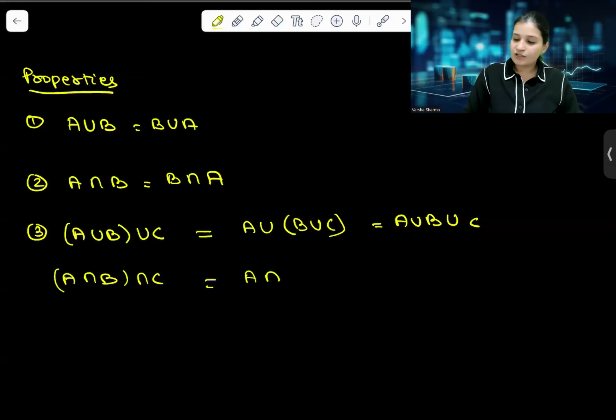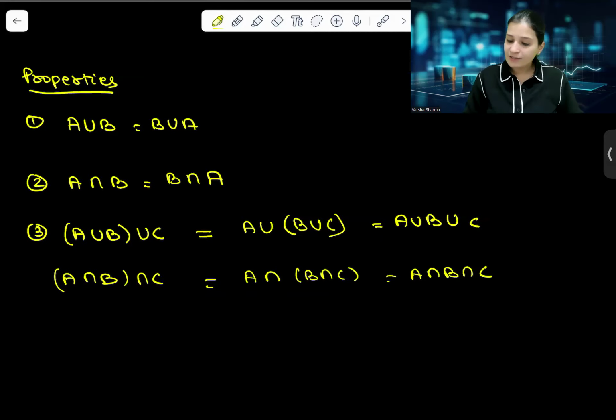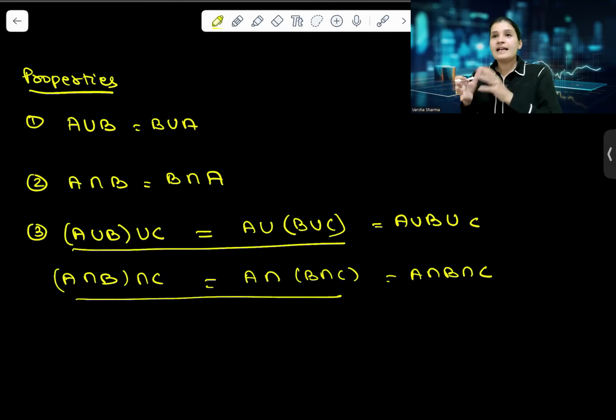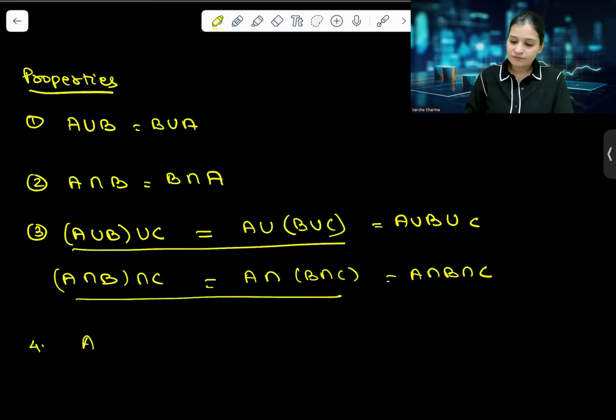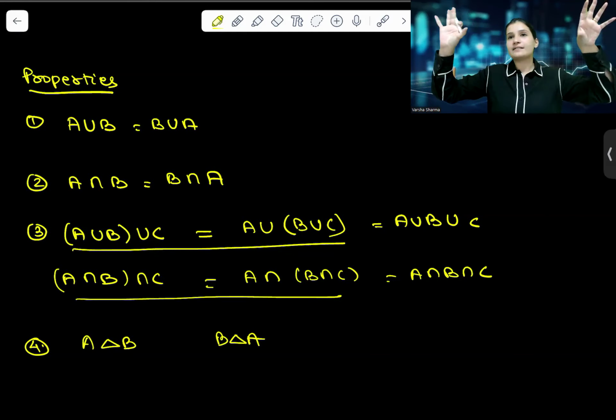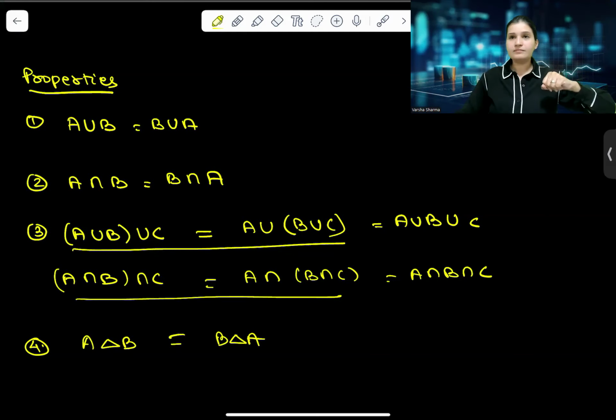What is intersection? That is common between all the three, right? So this will be A intersection B intersection C. Associative property says only these two things, the change of bracket. Again, it won't matter. It won't be applicable in the difference part, right? What about symmetric difference? Is it commutative? In both the cases, I need to take both the sides. So yes.